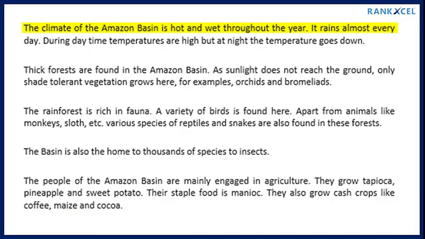The climate of the Amazon Basin is hot and wet throughout the year. It rains almost every day. During daytime temperatures are high but at night the temperature goes down. Thick forests are found in the Amazon Basin. As sunlight does not reach the ground, only shade-tolerant vegetation grows here, for example, orchids and bromeliads.